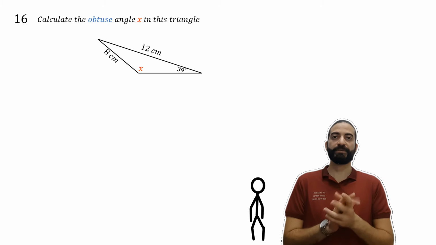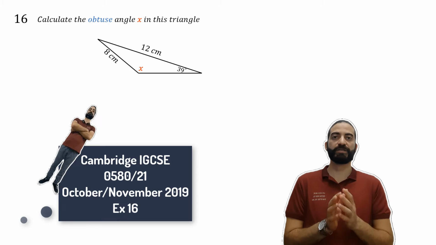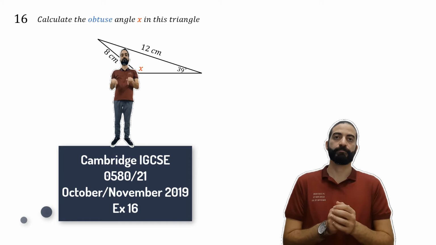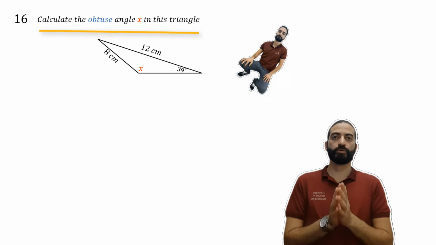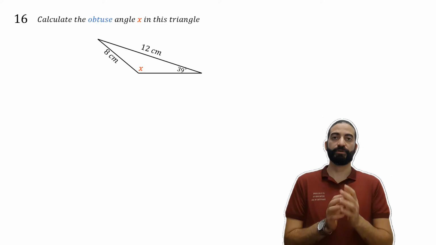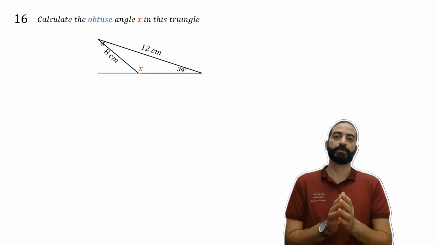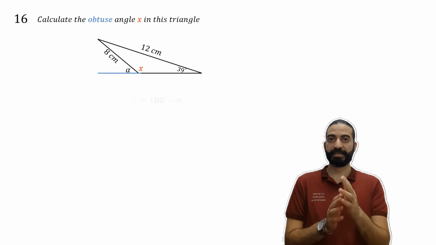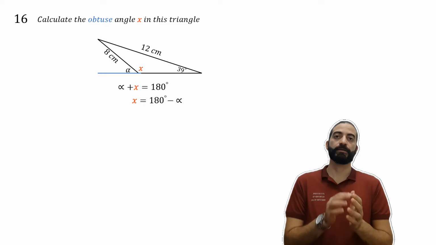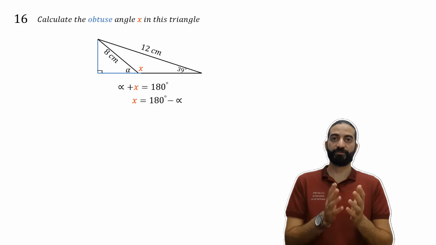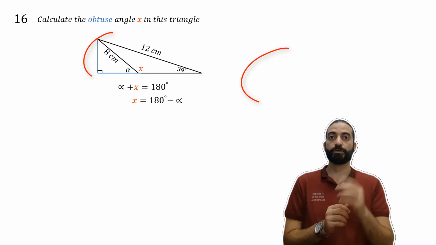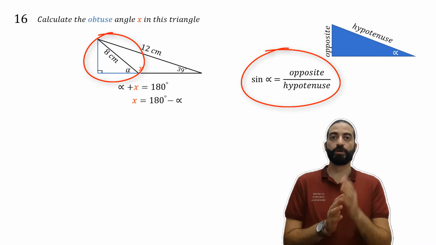Hello everyone. We will start by solving question 16 of the Cambridge IGCSE 2019 exam. Calculate the obtuse angle x in this triangle. In order to obtain x, it is enough to obtain this angle, which we will call alpha, because x equals 180 minus alpha. And in order to obtain alpha, we can use this rule, which is sine alpha equals opposite side over hypotenuse.